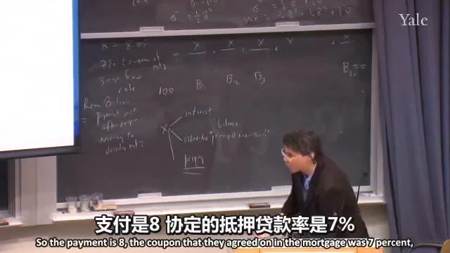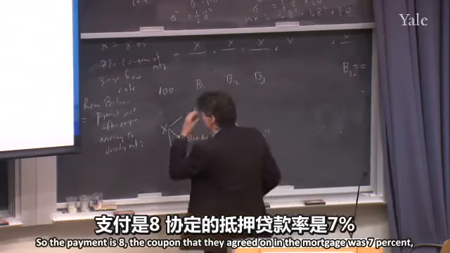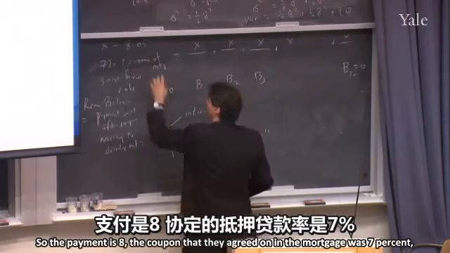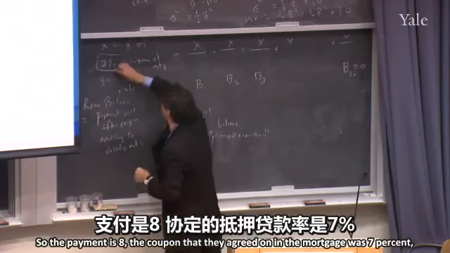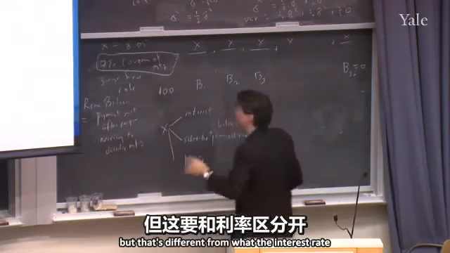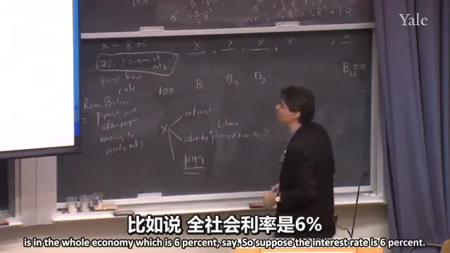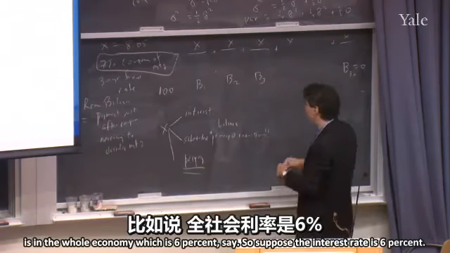All right, so now let's suppose the payment is 8. The coupon that they agreed on in the mortgage was 7%, but that's different from the interest rate in the whole economy, which is 6%, say. So suppose the interest rate is 6%.